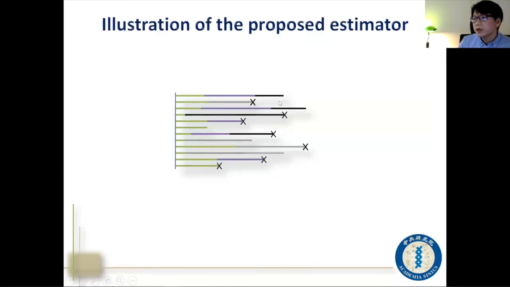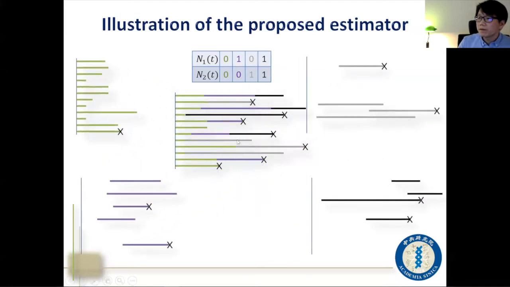So I use this illustration to hopefully build a better intuition about our proposed estimator. So here, each line indicates the follow-up time for each individual, and the cross sign indicates death, and different colors of line represent different disease status. So the green color indicates the subject is free of liver cirrhosis or liver cancer. The purple color is developed liver cirrhosis, and gray color indicates the development of liver cancer, and black color indicates the subject developed both.